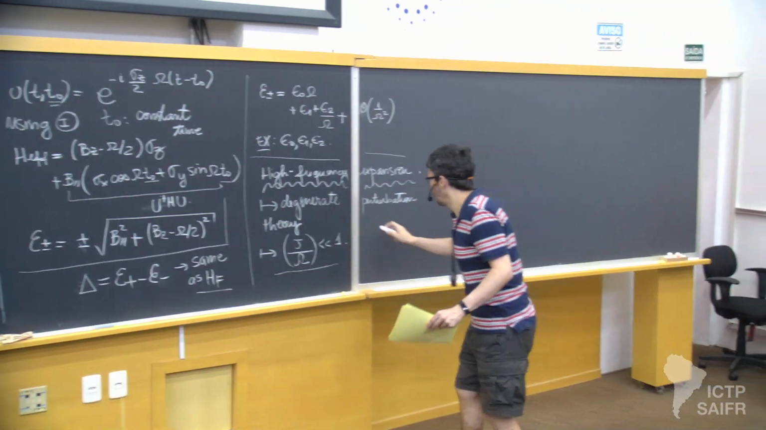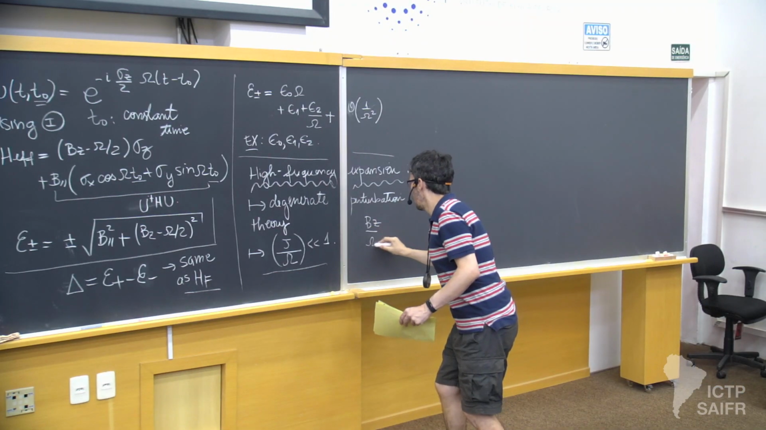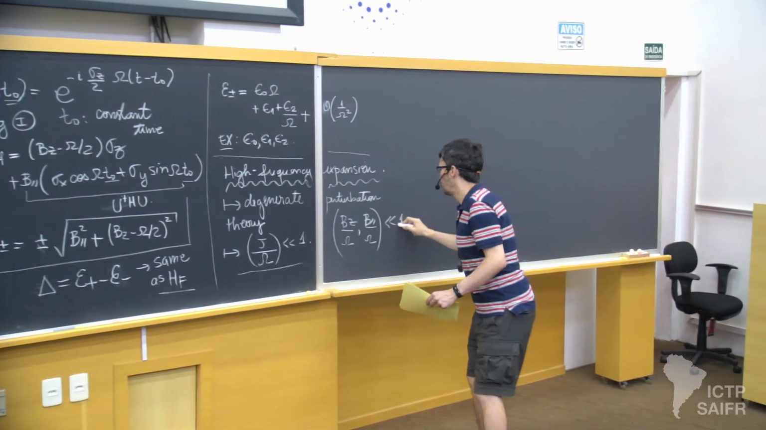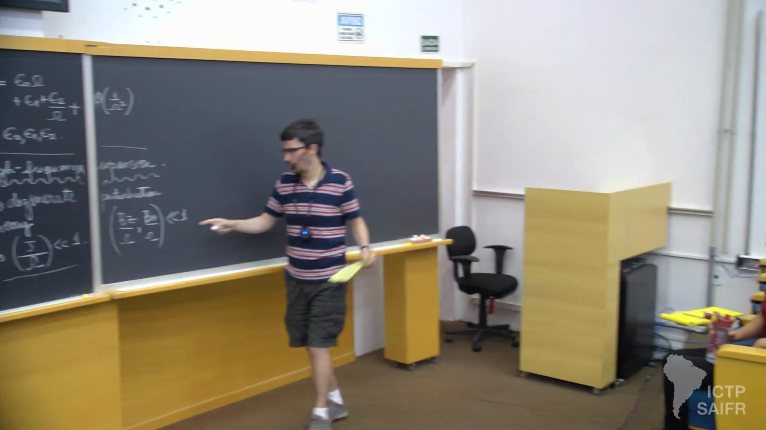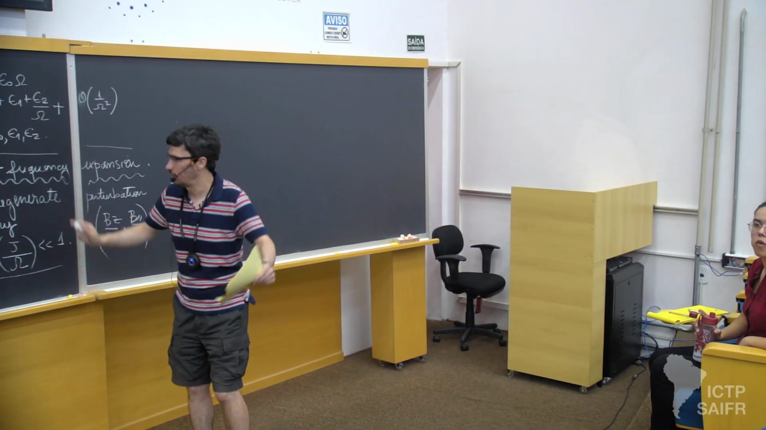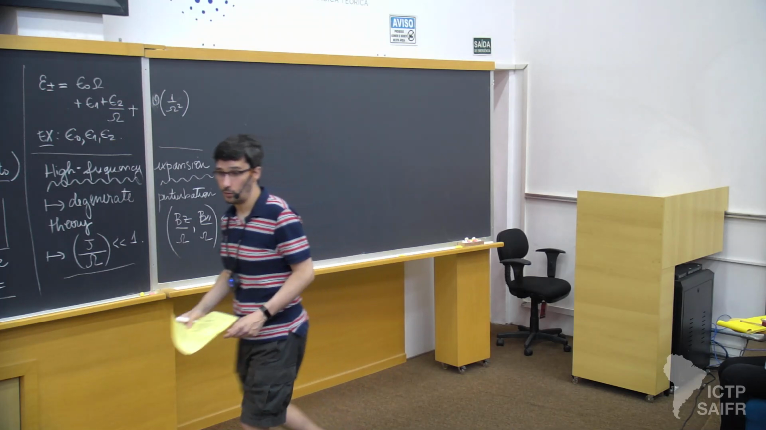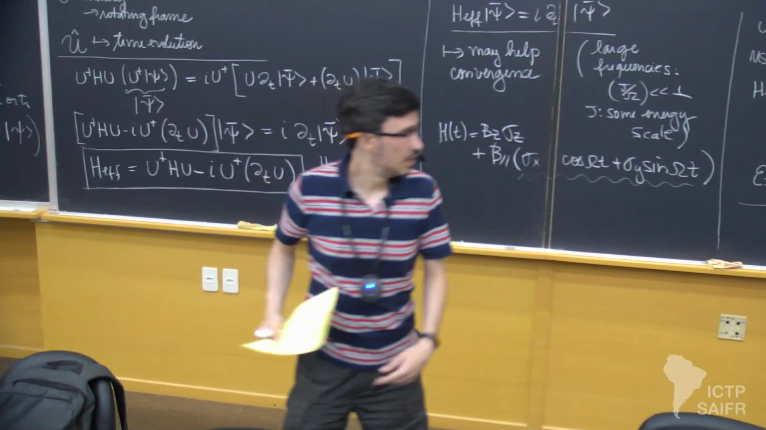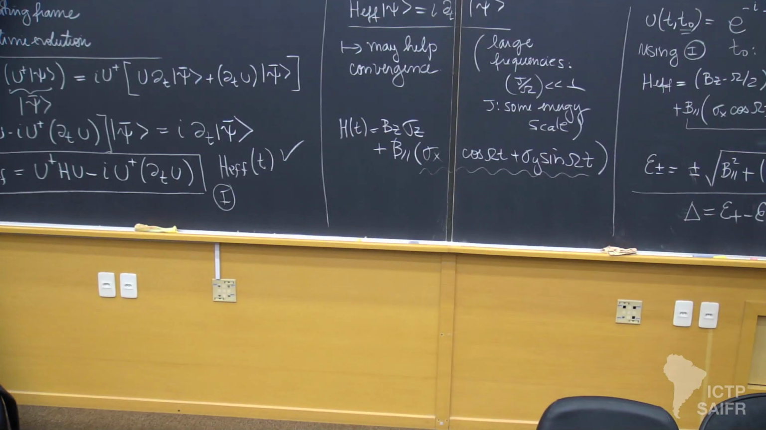To be safe, I would say BZ by omega, B parallel by omega, both much less than 1. But maybe there is a special combination that you only need the square root, very likely. By looking at the first terms of the expansion, you're probably right. But yes, these two numbers would be much smaller than 1, and then you can Taylor expand everything.